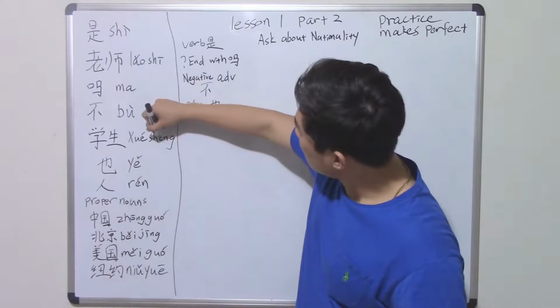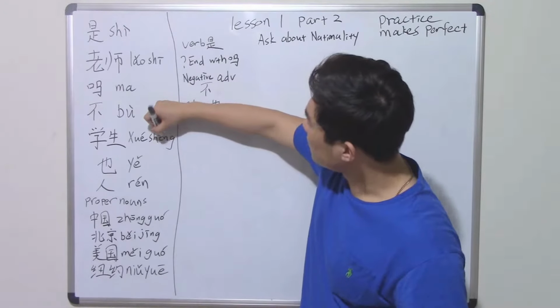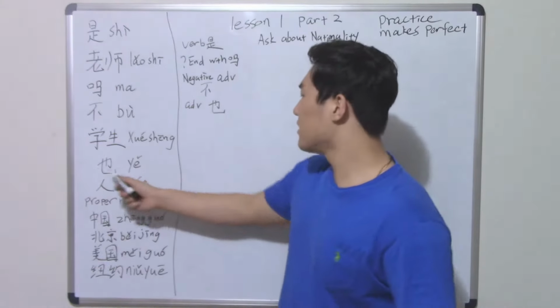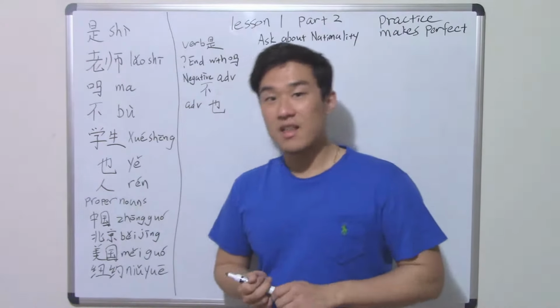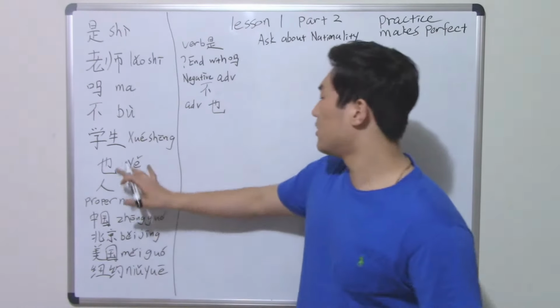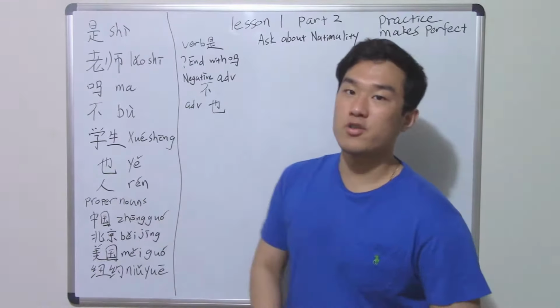And then 学生 should be a flat tone right here. That's how I pronounce that. 学生 means student. Okay, 也 means also or too, T-O-O, right? Too. Okay, and then 人 means person.